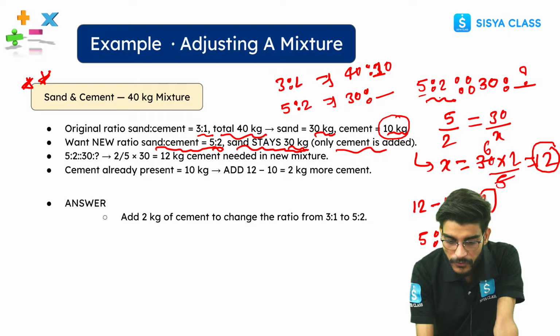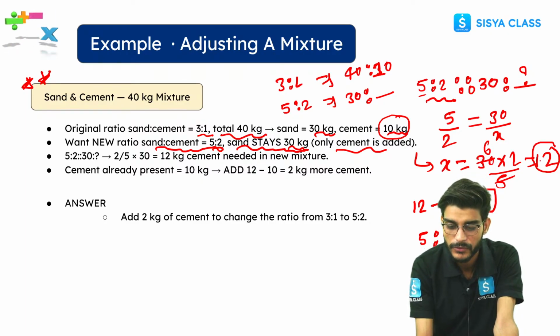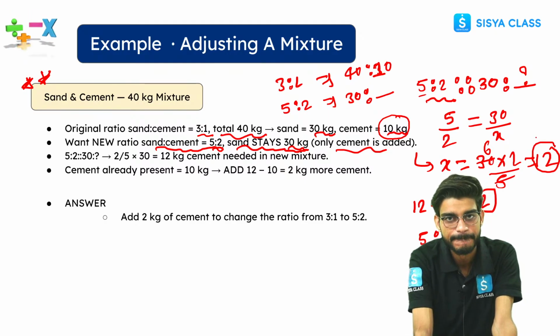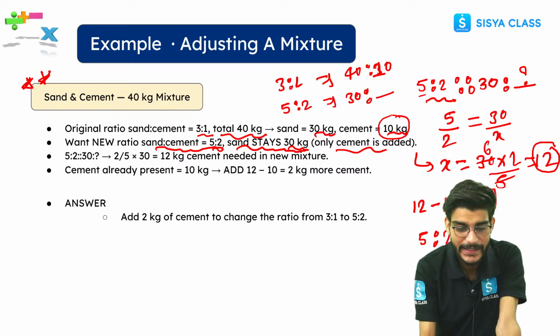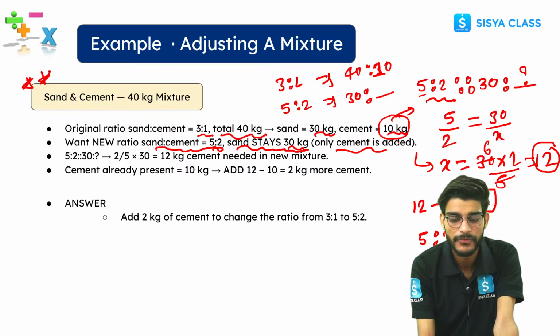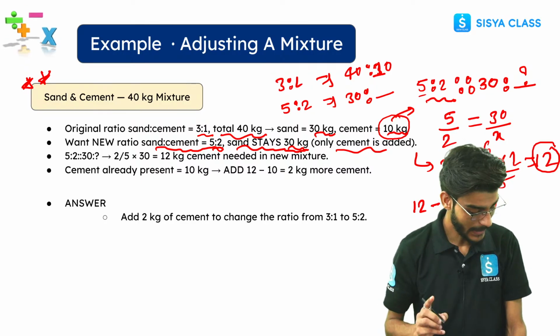Firstly, what will you do? You will find the value of x here. So you found that 12 kg of cement is needed. So earlier it was 10 kg, now it is 12. So if you subtract 10 from 12, you are getting 2. So 2 kg you need to add.